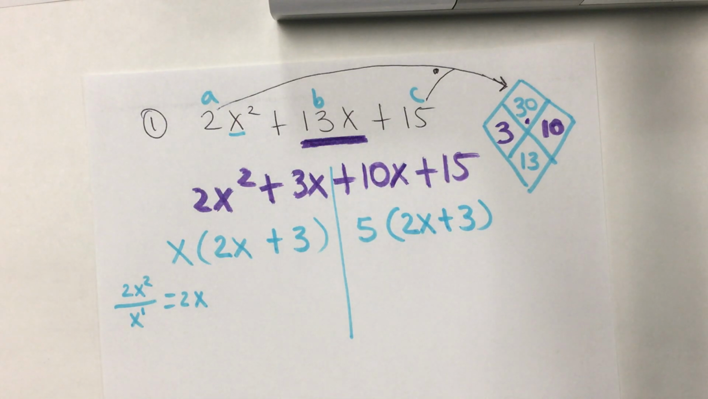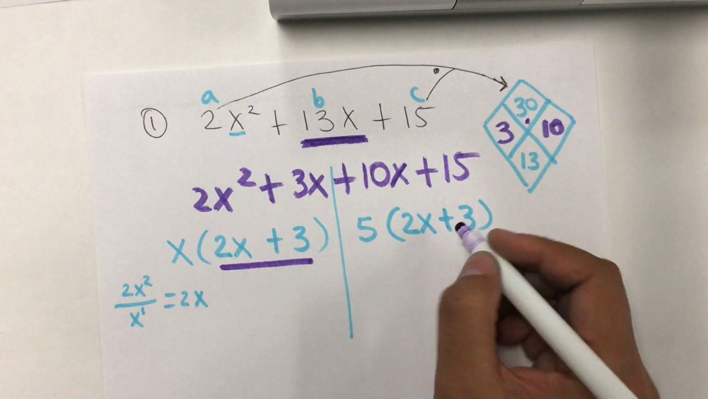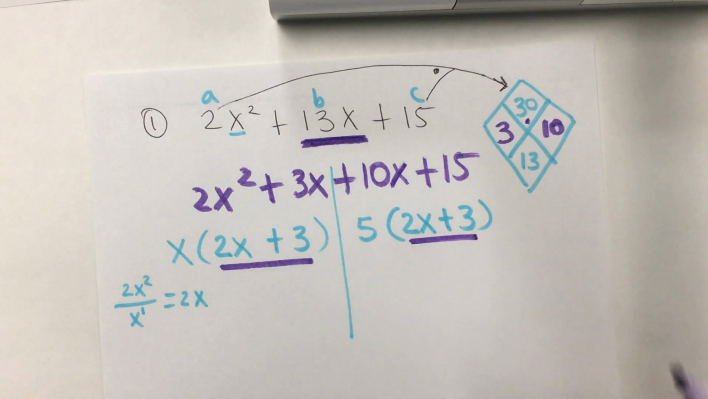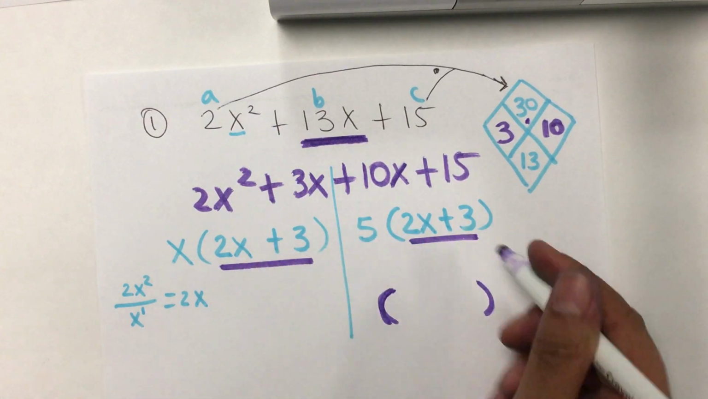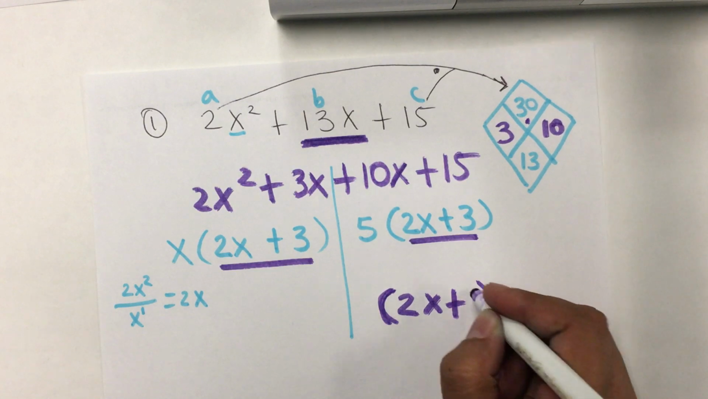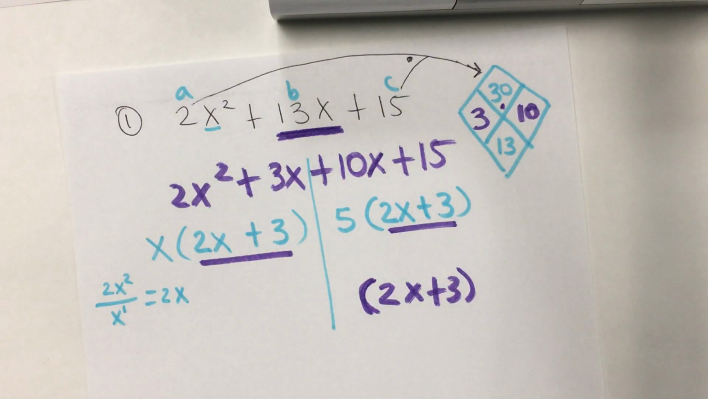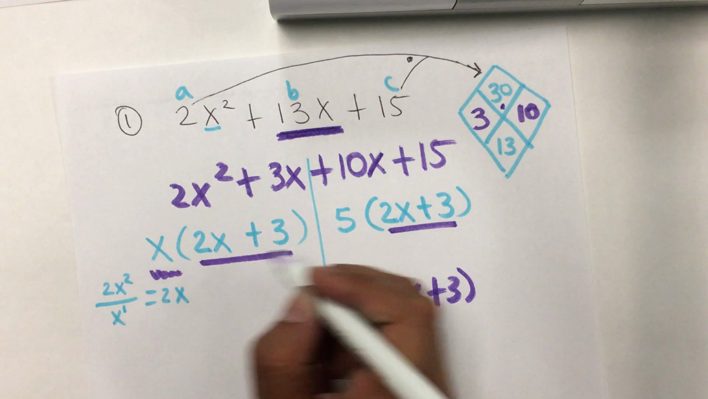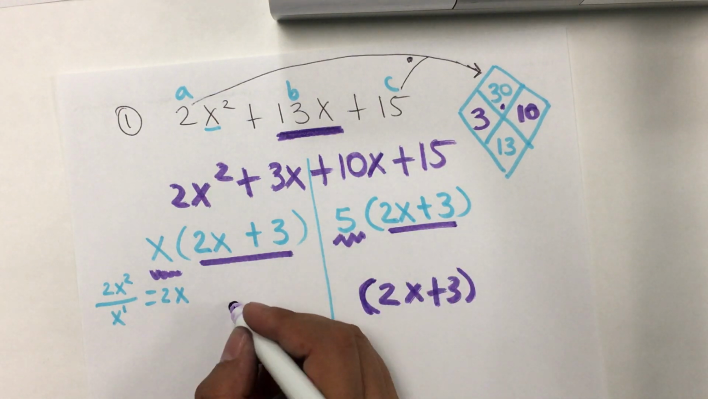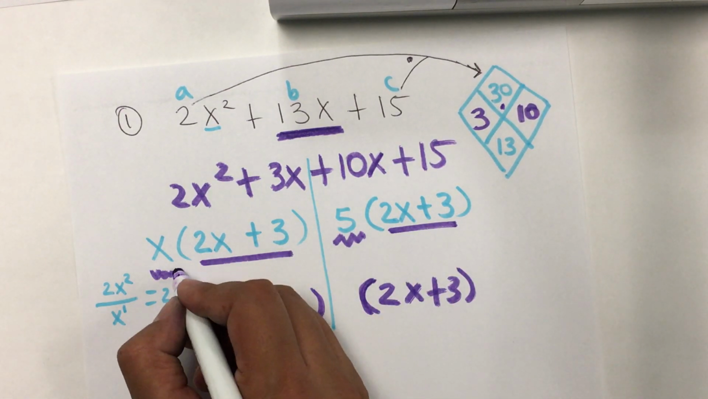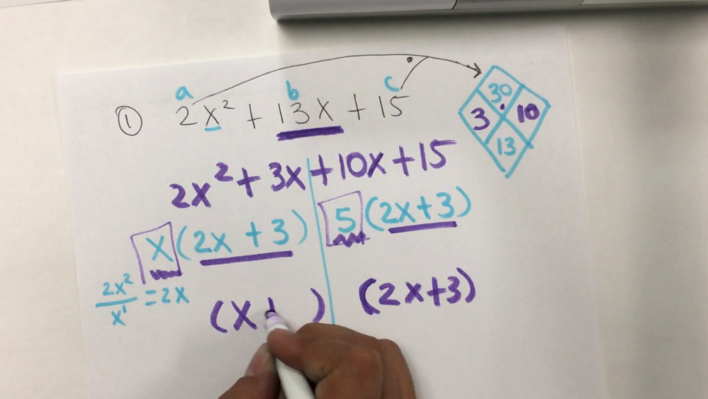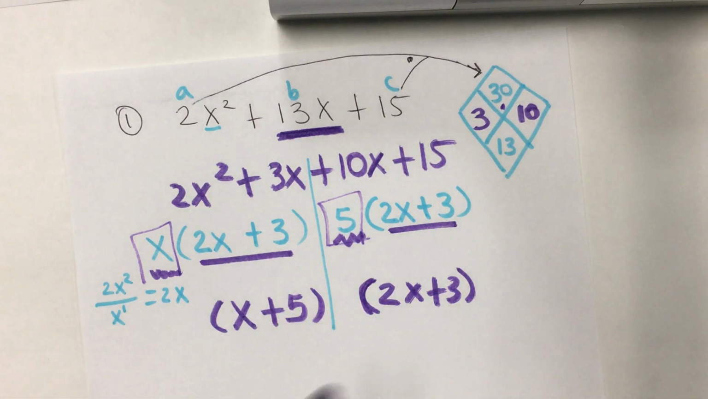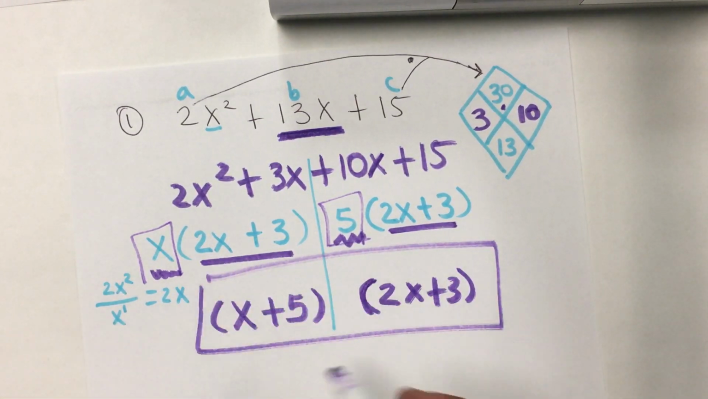The important part here is that you notice that this 2x plus 3 is the same as 2x plus 3. Remember that it's like doing distributive properties, so we need to make sure that they are the same. 2x plus 3. And then this x, this 5 goes in the other. Those that are outside go in this parenthesis. So x plus 5. And that's going to be our 2 factors.